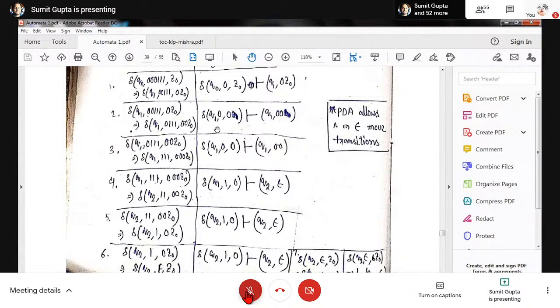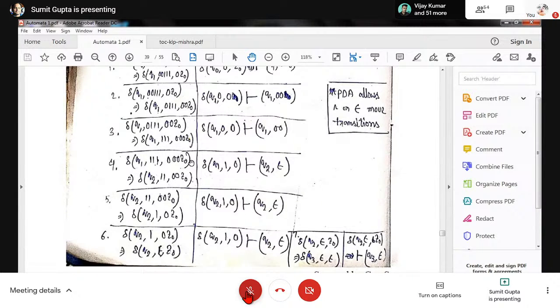Whenever we are at state Q1, 0 is on the input tape and 0 is also on the stack, the transition would be Q100. So now the stack will have 00. Next up, again the same thing. The stack will have again 00. So it is now Q1 111 000Z0.